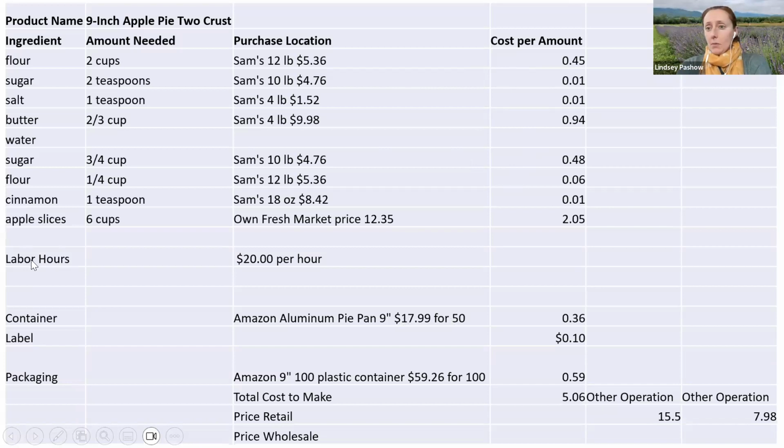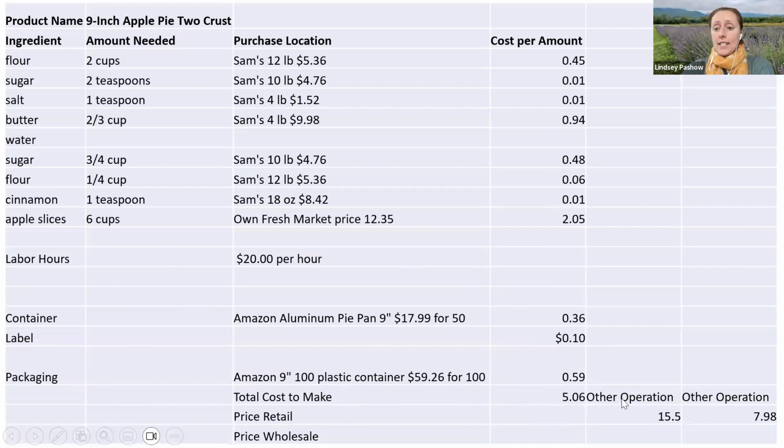I don't have an exact number of labor hours for how long it would take me to do this, but I just made a little line that says labor hours, $20 per hour. And then I have my containers. My label I use as an assumption, because I know my labels are usually about 10 cents per label. And then my total cost to make it was $5.06. That's without, remember, the labor hours. I didn't put that number in this one.